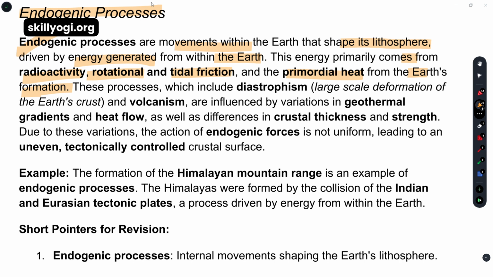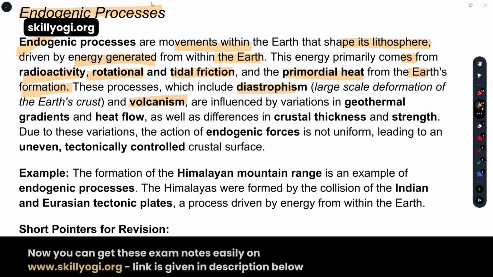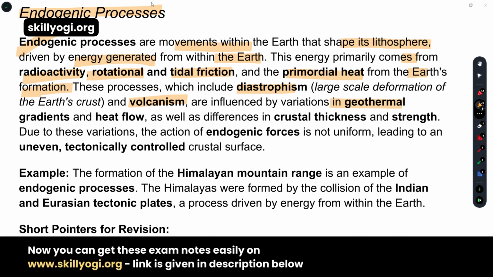So these processes include diastrophism, what is written over there in the bracket, a large scale deformation of the earth's crust, and volcanism. These two examples we have just learned for the endogenic processes, and these are influenced by variations in the geothermal gradients and the heat flow.